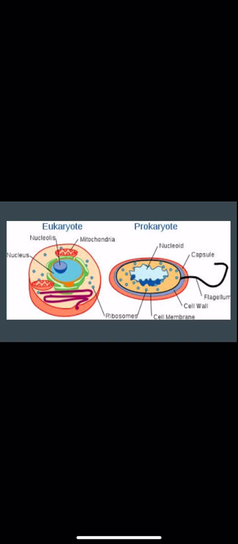And this is the last slide, basically a general view of what eukaryotes and prokaryotes are. So we know that eukaryotes have membrane-bound organelles, and that prokaryotes do not have membrane-bound organelles, and we can see that eukaryotes have a nucleus, meanwhile prokaryotes just have a nucleoid region.